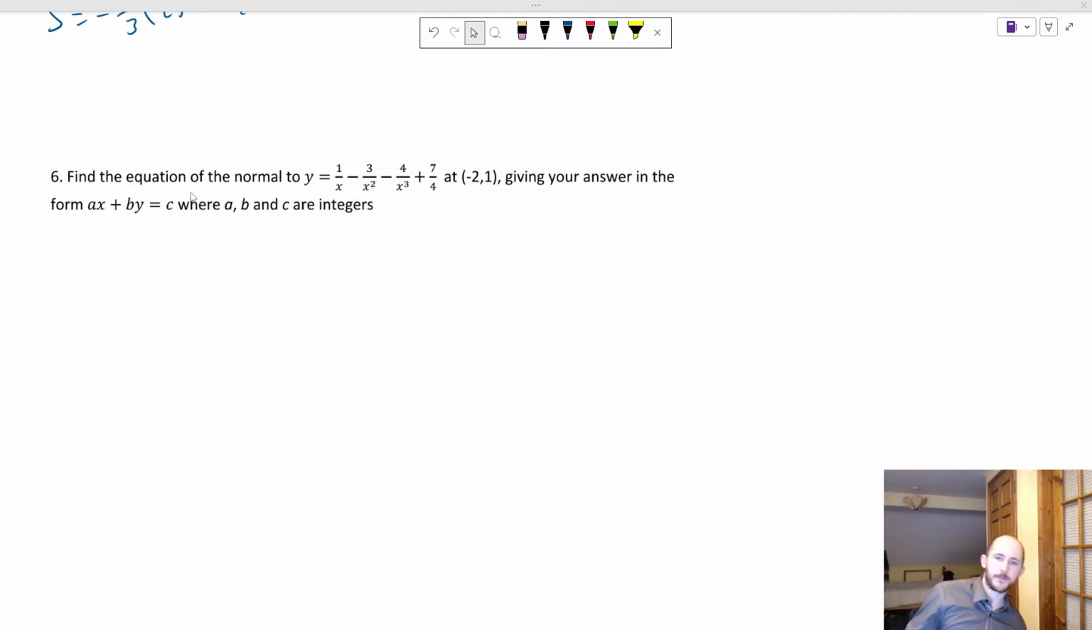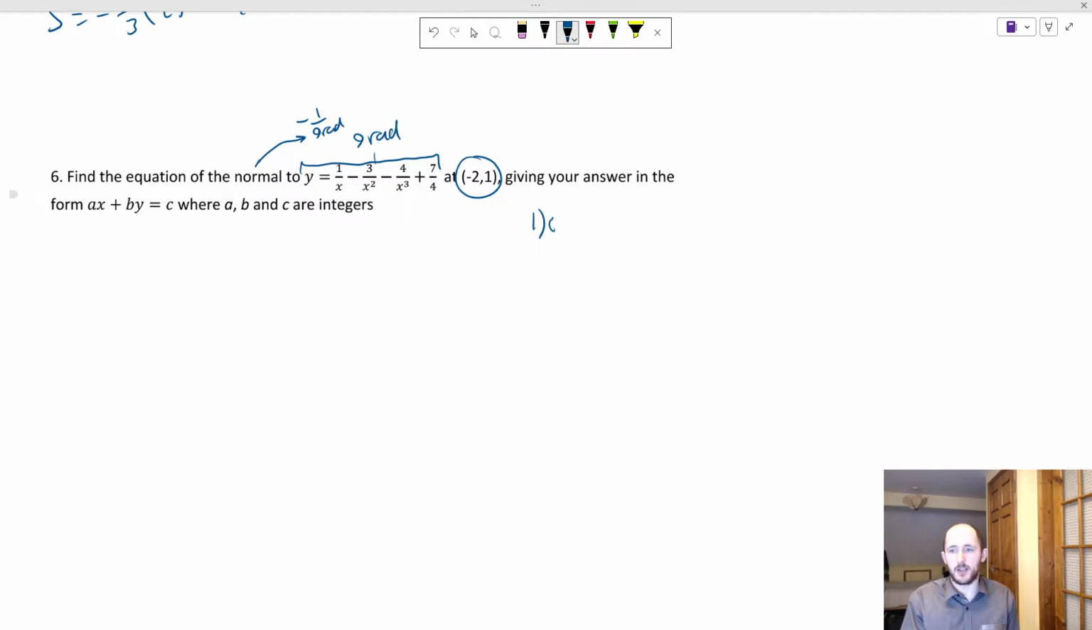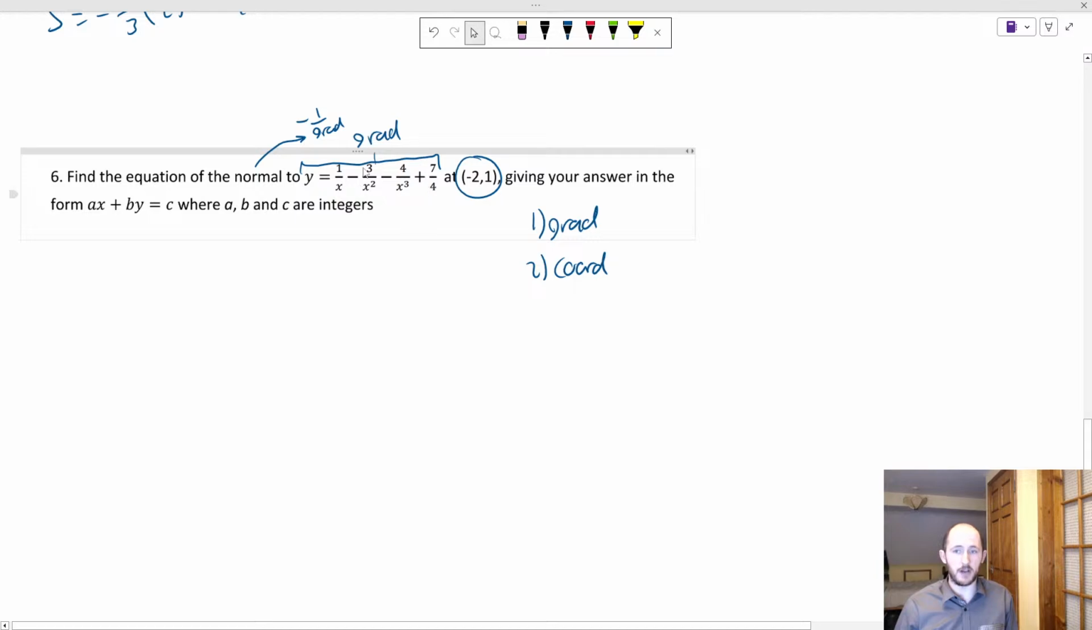Okay. So, find the equation of the normal to this long expression. And this is where a lot of students turn off. And they just go, I don't get it. Relax. What is a normal? A normal is a line that's perpendicular to a curve. So, what do we need? I need the gradient of this thing. And then the normal will be minus 1 over the grad. And then I have my coordinate. Remember, to find an equation of a line, you need two things. You need the gradient and you need a coordinate. We can get the gradient from the curve, negative 1 over it, and the coordinate they've given us.